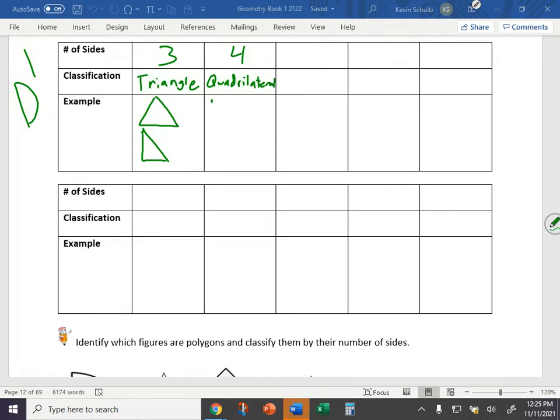Quadrilateral. Quad meaning 4, lateral meaning sides. Okay. And like we just drew up above, we've got squares, we've got rectangles, we've got trapezoids, we've got kites, we've got a rhombus, parallelogram. There are lots of different options here. Okay.